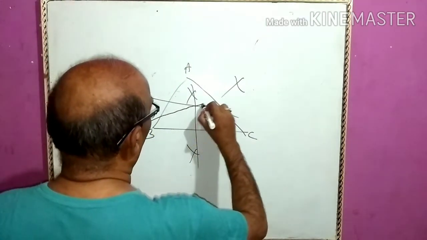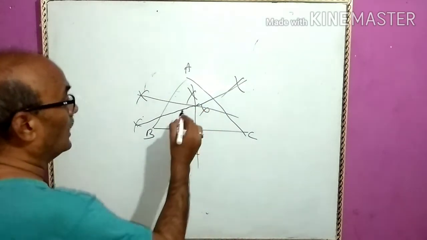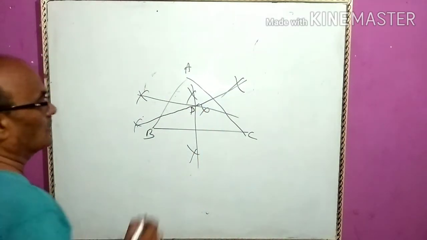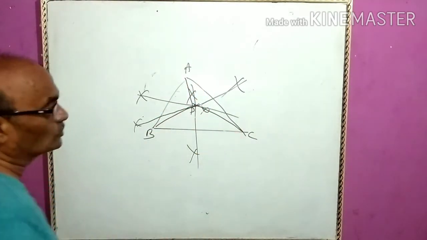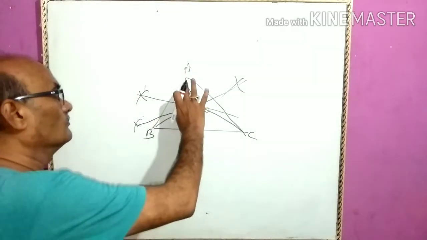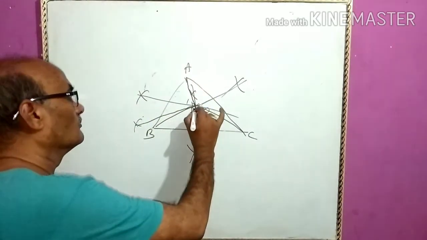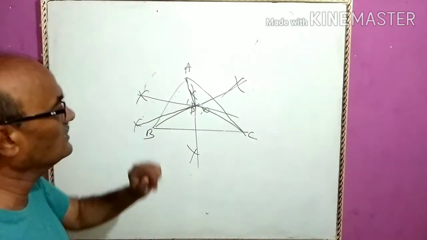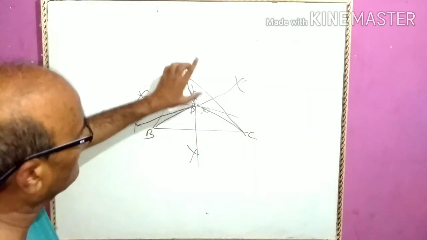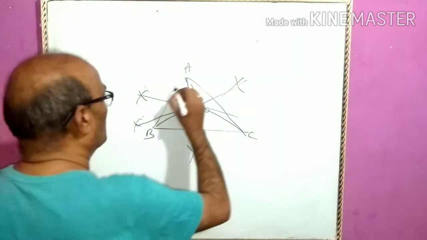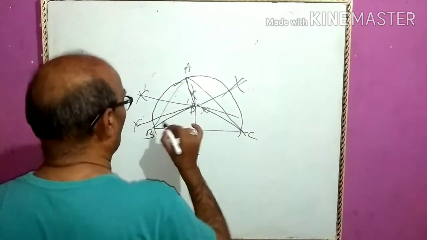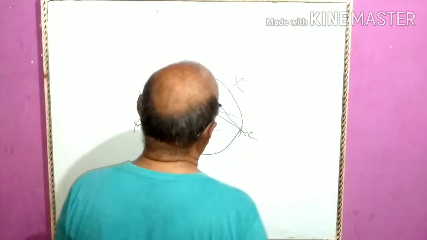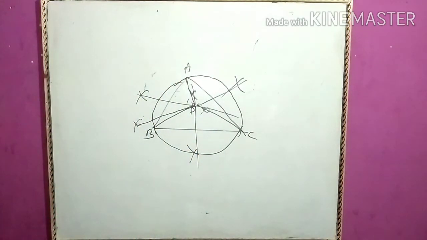Certainly they will pass through a single point. And now this point P is equidistant from these three vertices. So we can say that if we take P as center and PA as radius, then a circle can pass through A, B, C. And this circle will be unique. Now only two terms are left, segment and sector.